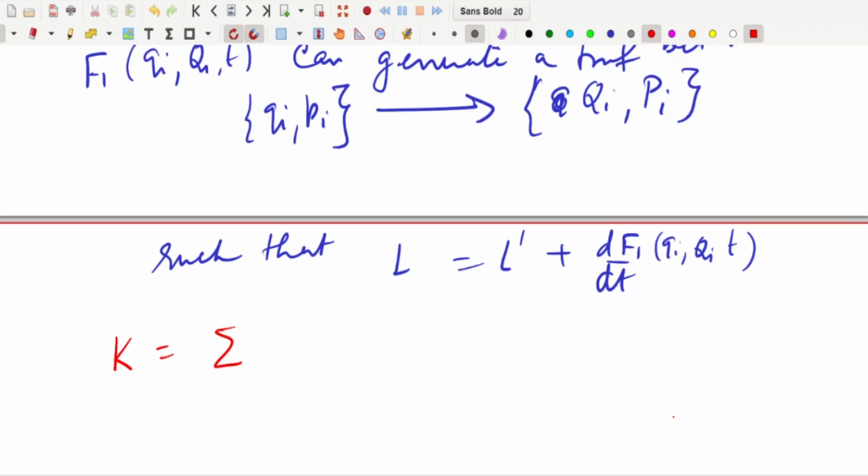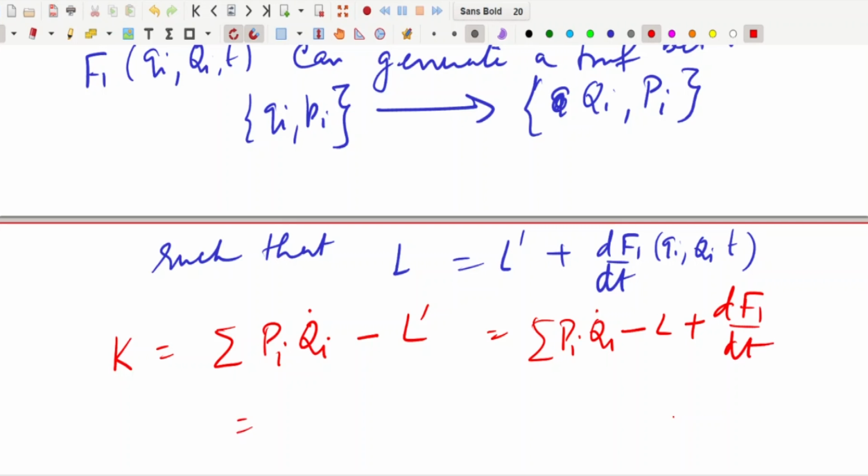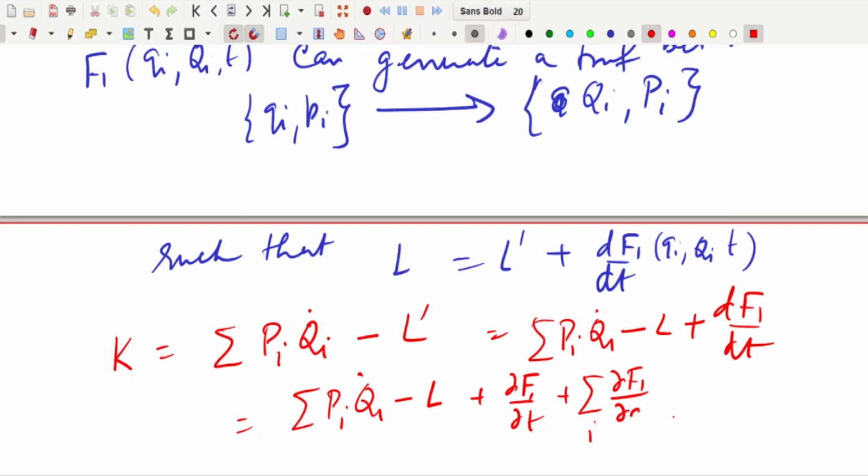The new Hamiltonian K is the sum over i of capital P_i Q_i dot minus L prime, and this is nothing but the sum over P_i Q_i dot minus L plus df1/dt. So, this is the sum over P_i Q_i dot minus L plus ∂f1/∂t, plus the sum over i of ∂f1/∂q_i dot plus ∂f1/∂Q_i dot. The sum is for both the terms.